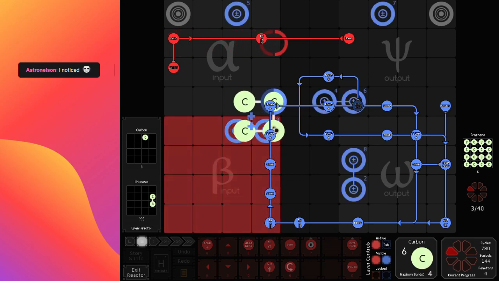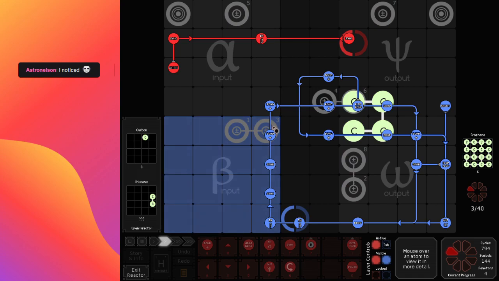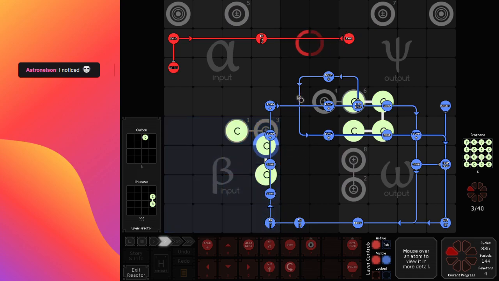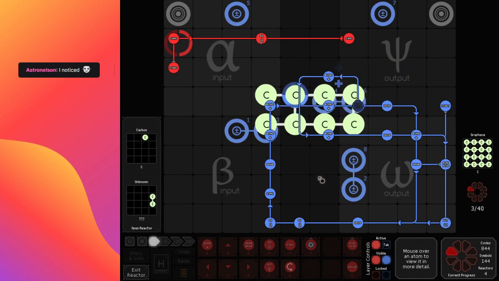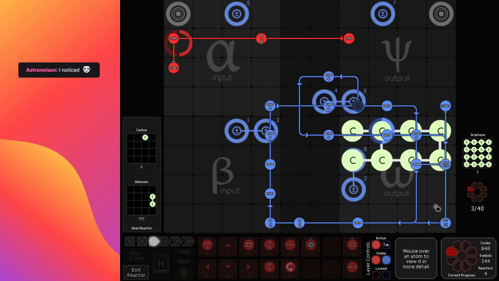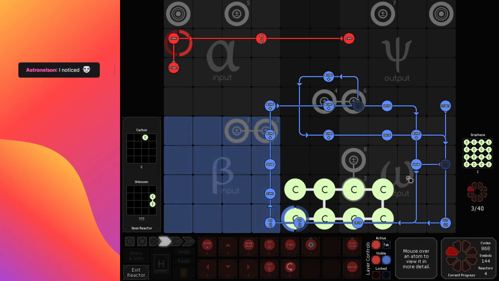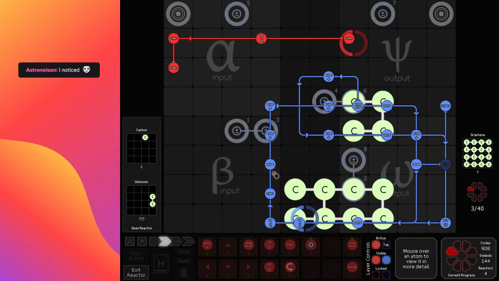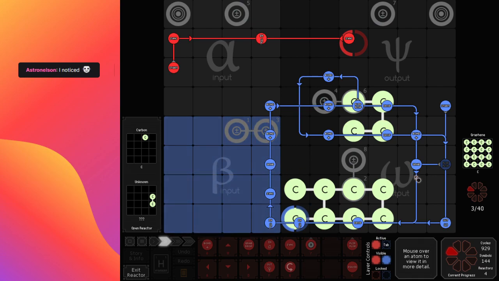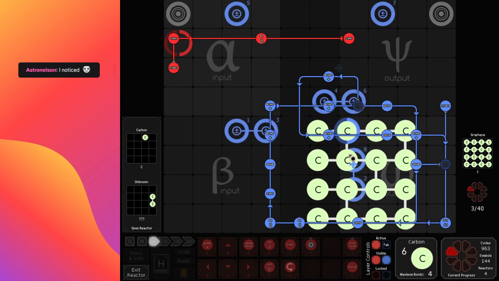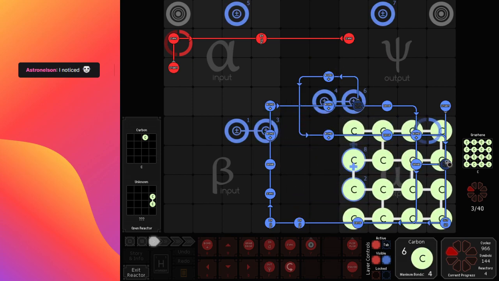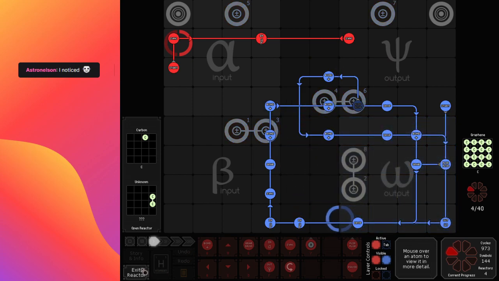Input beta, and then bond plus, and then the next one. So it makes C shapes before it essentially drops it off over here, makes another C shape. A couple of flip-flops to do this, and then right there, drop bond plus and then output, and that gets you your sheet of graphene.